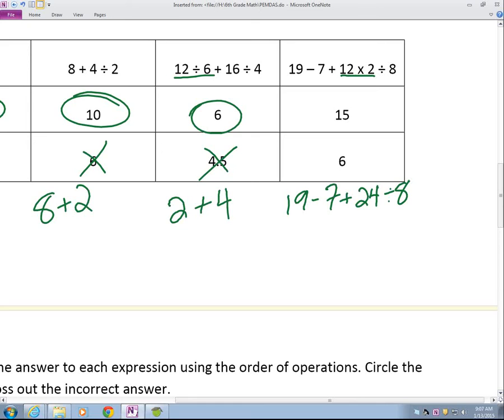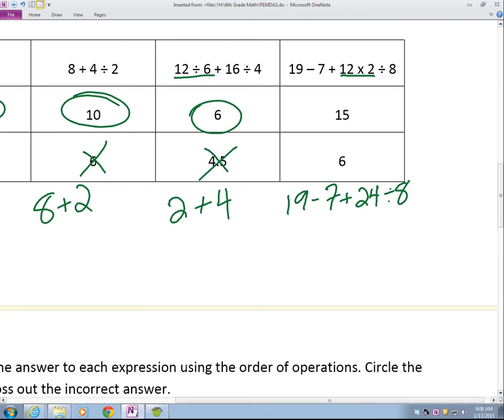Let's see. Maybe we're going to have to change up some seeing. Sparrow, do you have glasses? Yes. Where are they? Go get them. Okay.